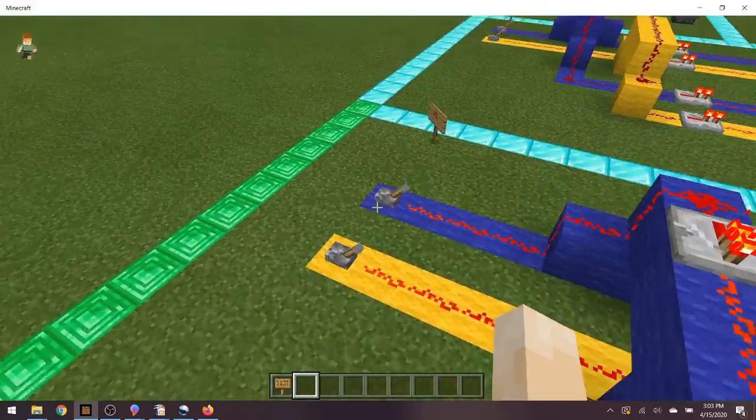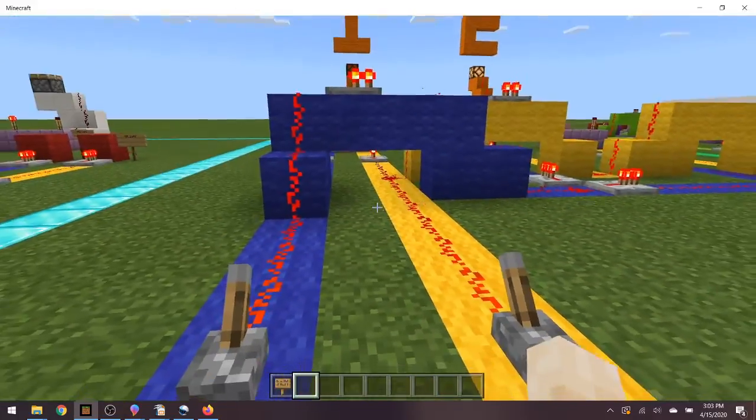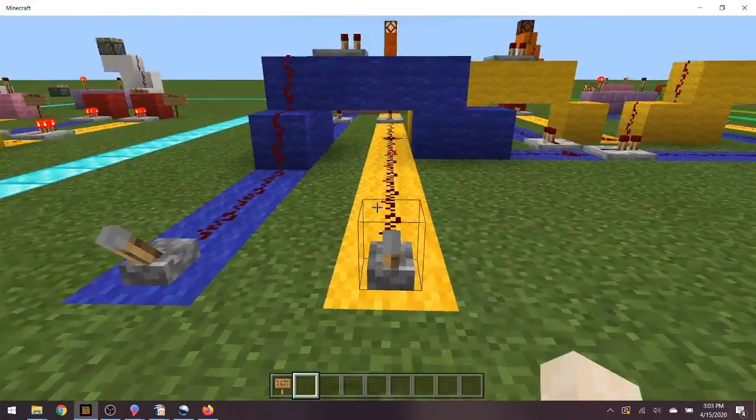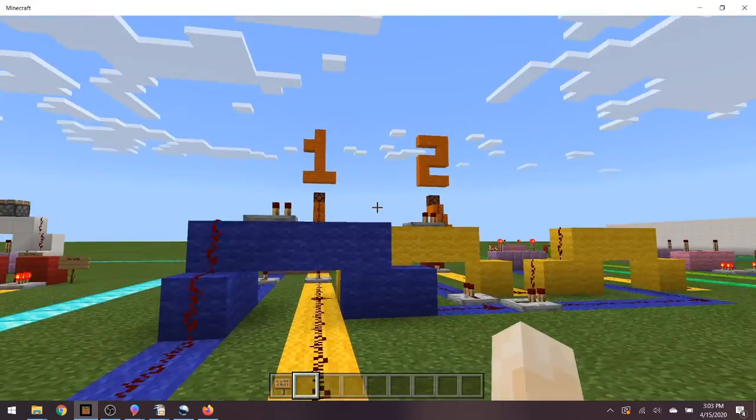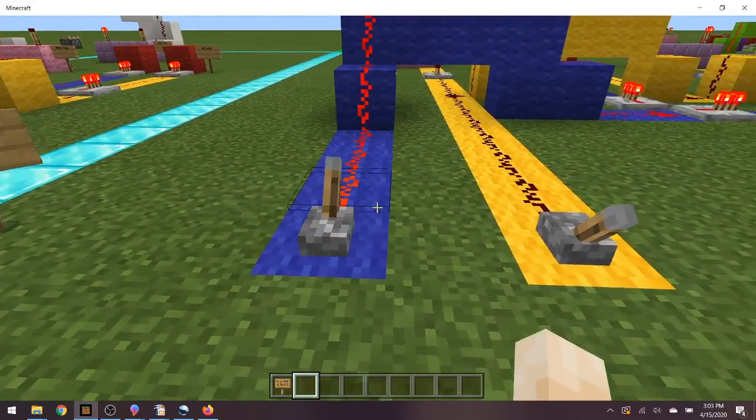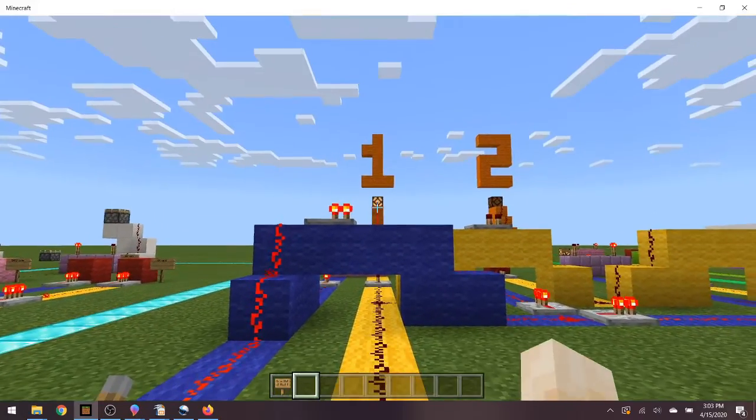So going back here to the inputs, I'll go through it again. 0 plus 0 is nothing. Neither light's turned on. 1 plus 0 is 1.